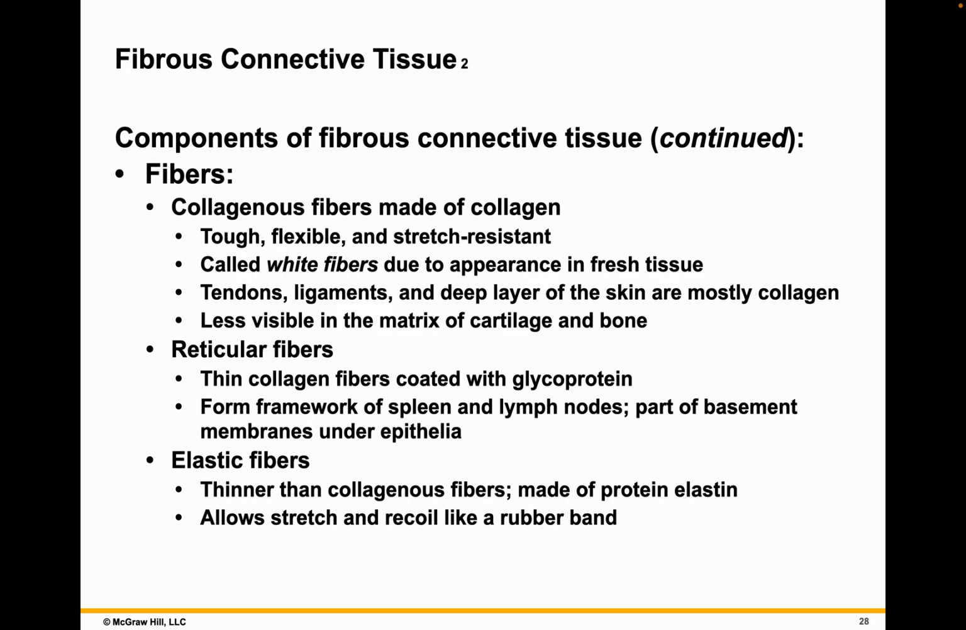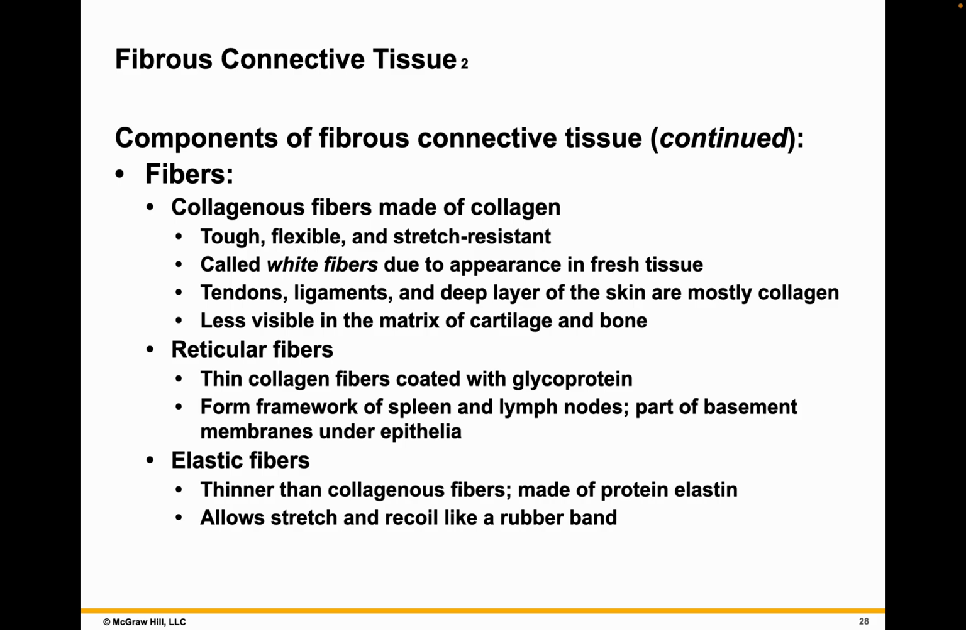The fibers are going to be collagen fibers made up of collagen, which is a tough, flexible, stretch-resistant fiber. They are called white fibers because they truly do appear white in fresh tissue. They're going to make up things like tendons, ligaments, and the deep layer of skin. These are mostly collagen. They're less visible in the matrix of cartilage and bone, but they're still there.